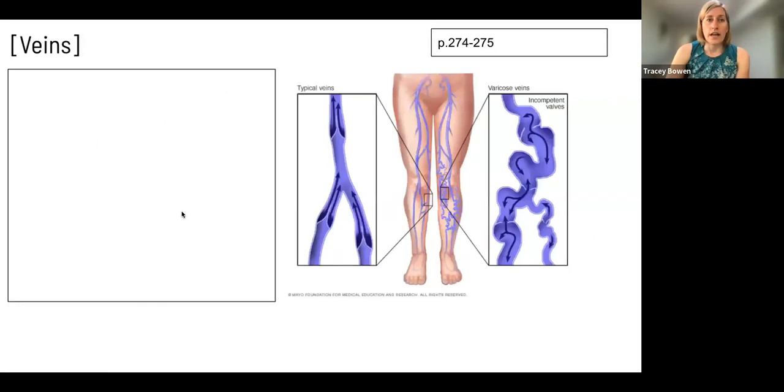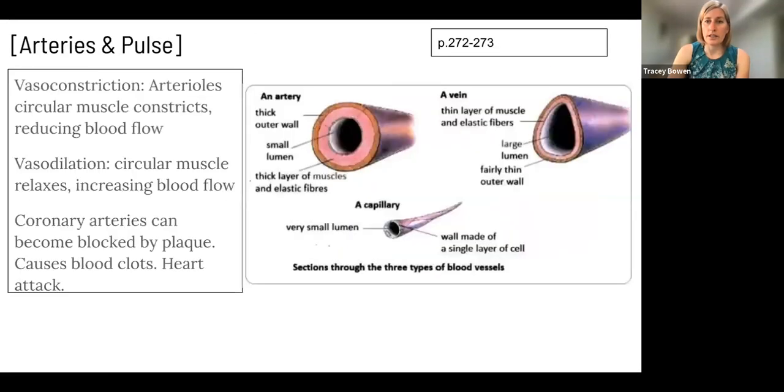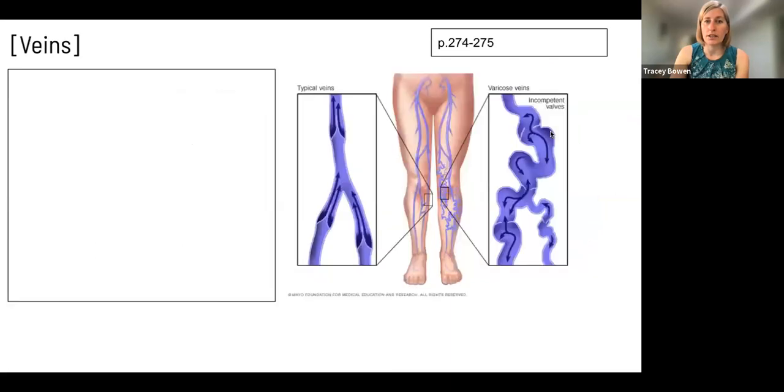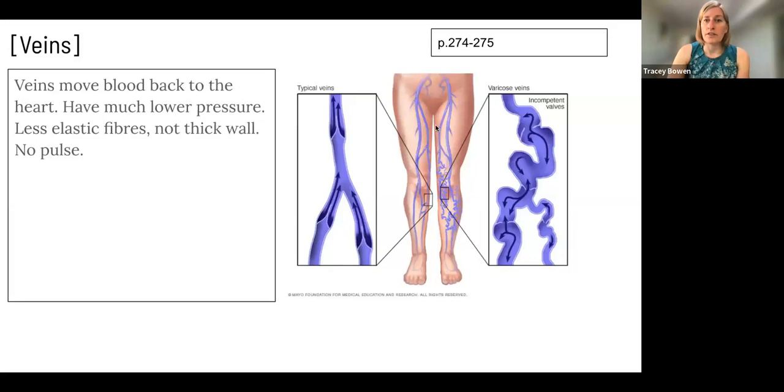All right, so veins are structurally a little bit different than arteries. And actually, if we go back a few slides here, we can see them. So these are veins here, and they have a very thin muscular layer and a very large lumen. And inside here, they have little valves that prevent backflow of blood in the veins. So veins are moving blood back to the heart, and they have much lower pressure, less elastic fibers, and not very thick walls. And there's no pulse in your veins.